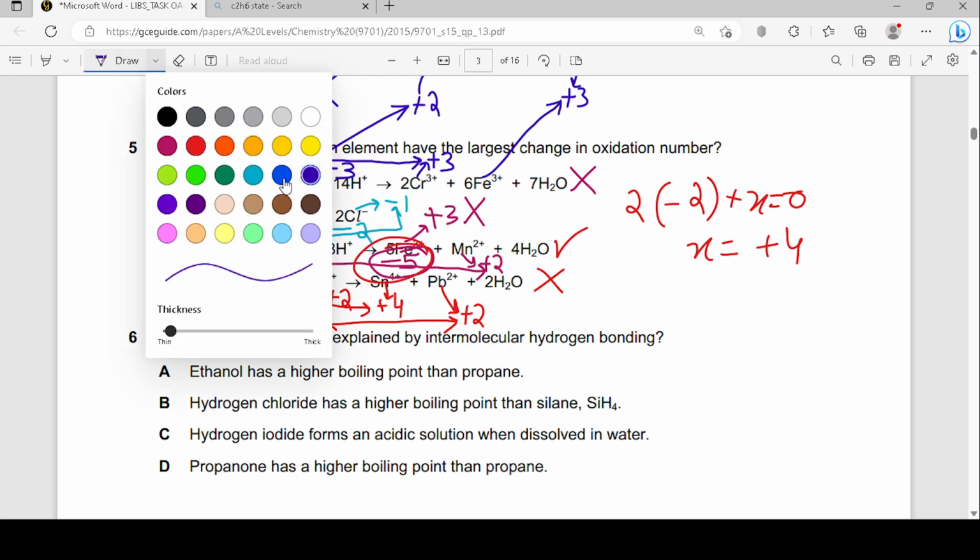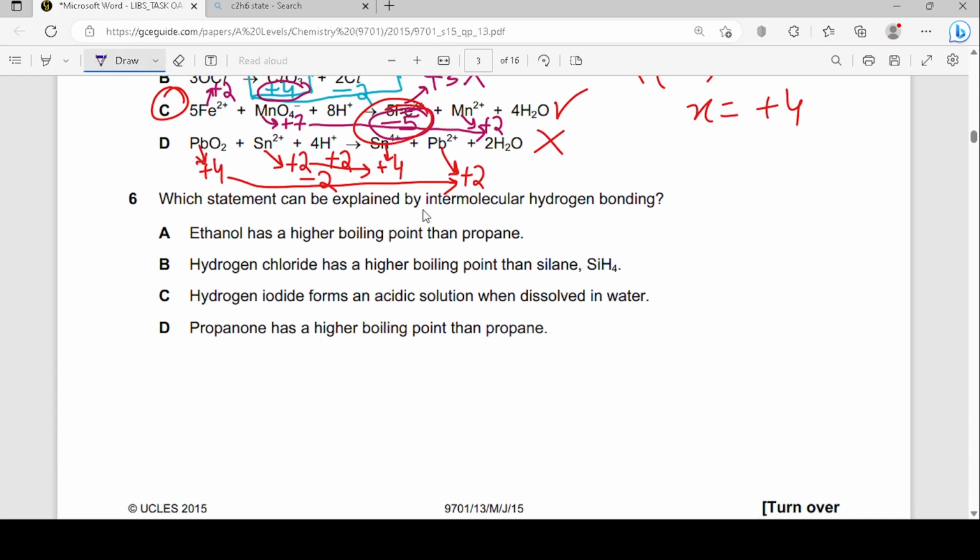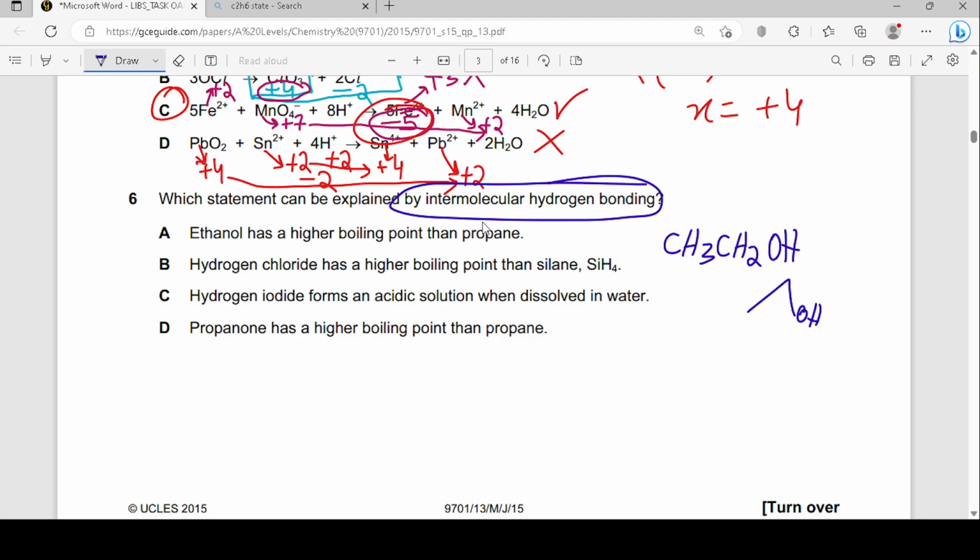Okay. Next question. Question number 6. Which statement can be explained by intermolecular hydrogen bonding? So let's see. We need an explanation using intermolecular hydrogen bonding. Ethanol has a higher boiling point than propane. What's ethanol? That's CH3CH2OH, right? So if I look at propane, that's CH3CH2CH3, right?